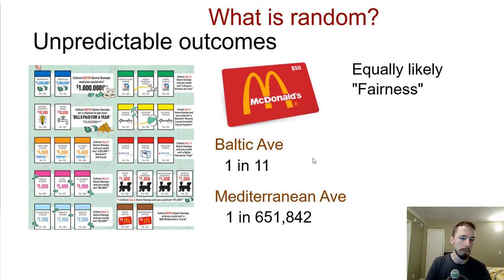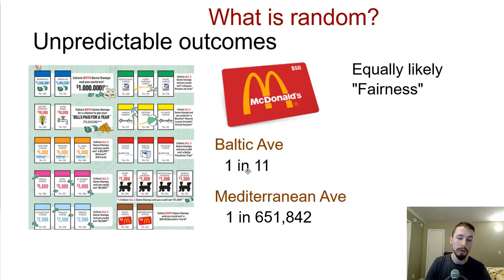For instance, in McDonald's Monopoly game, the lowest prize you could win is a $50 McDonald's gift card. So that would be the one you would expect them to make the most likely to win. Well, there are two things that you would need for that: Baltic Avenue and Mediterranean Avenue. Baltic Avenue is very common. It's only 1 in 11, so 1 out of 11 stickers on average we would expect to get Baltic Avenue. But Mediterranean Avenue is very rare, and it's only 1 in 651,842 stickers that would reveal Mediterranean Avenue.